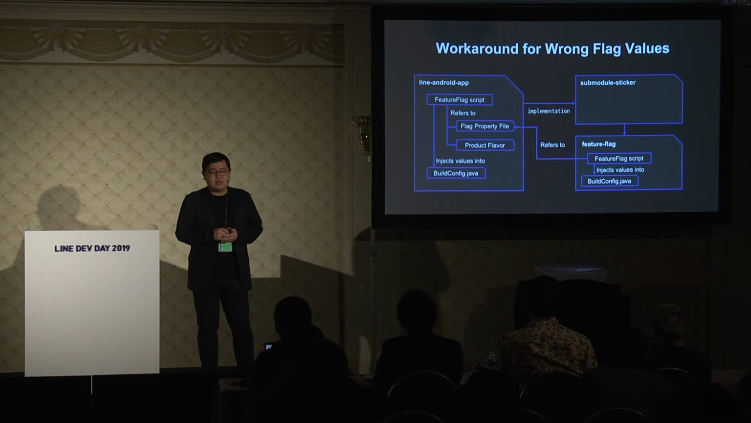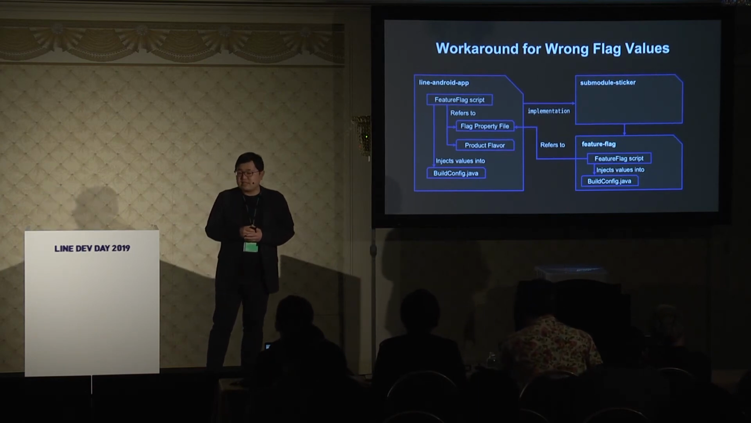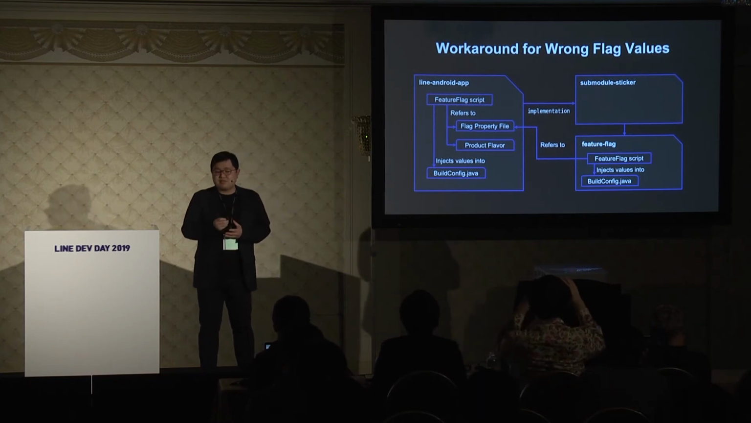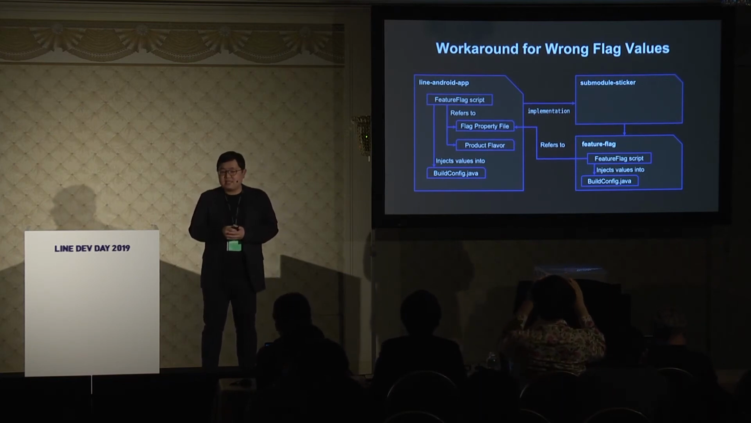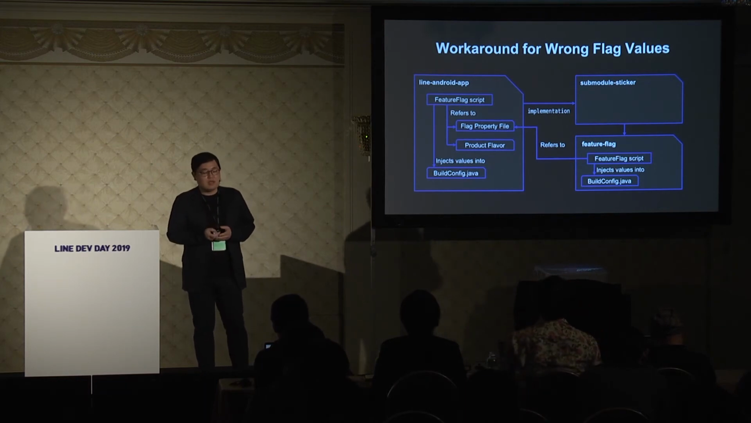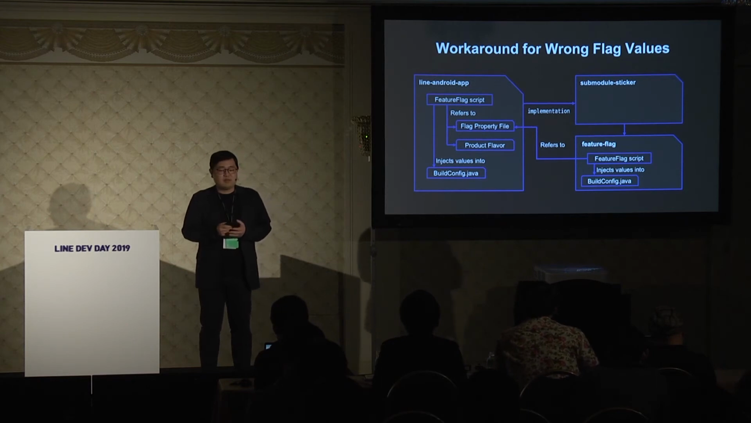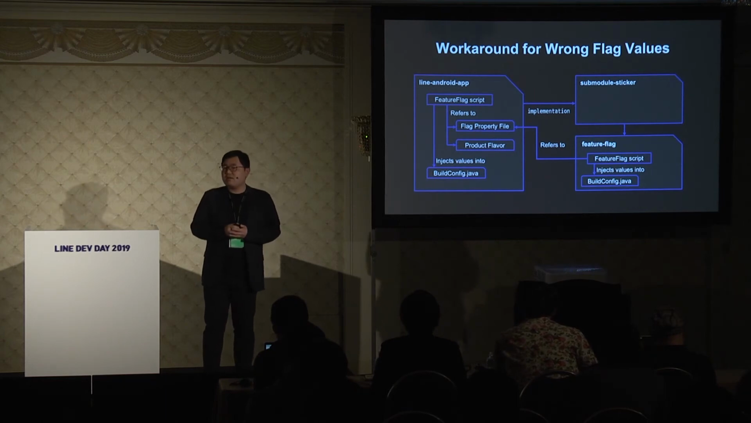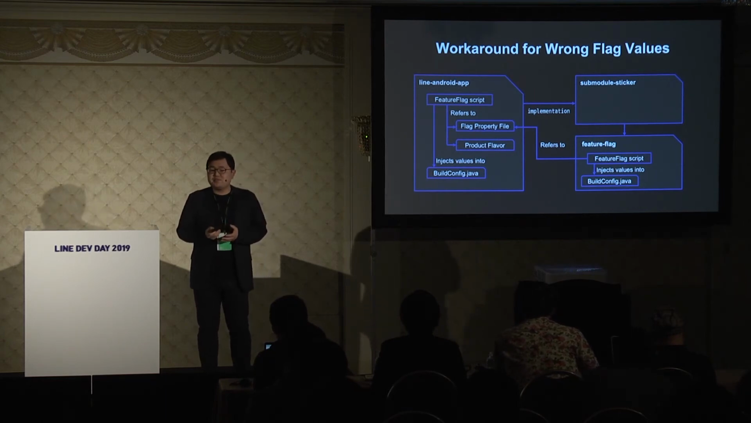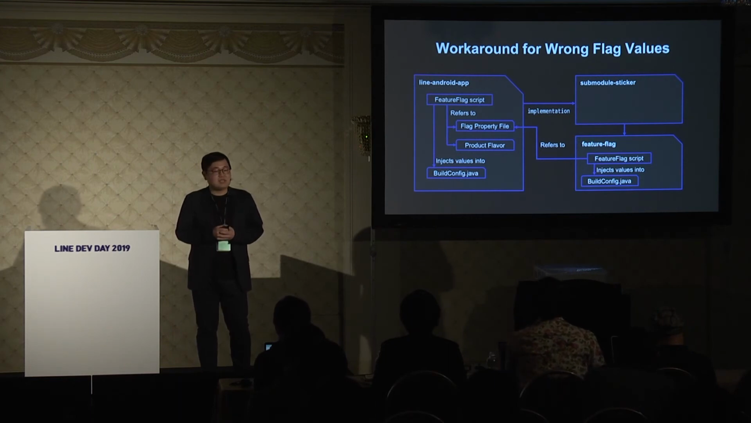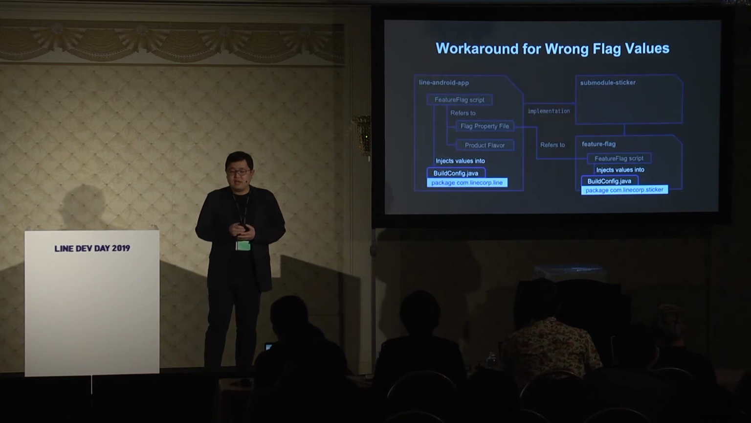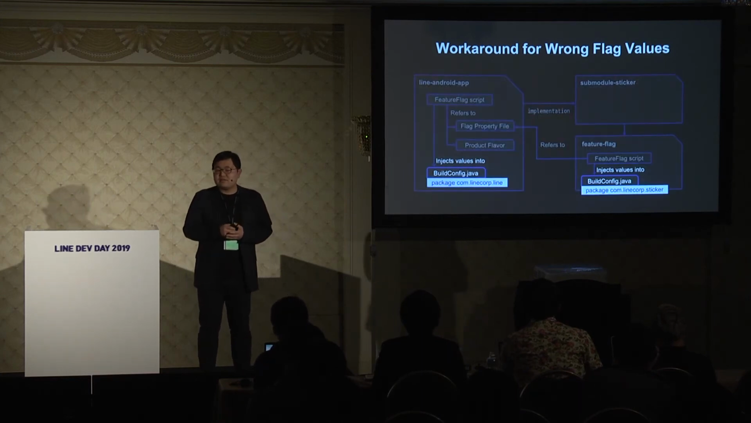So the feature flag value generation logic is actually carried out by making the feature flag module. So we made it so that no value is created on the submodule. So the submodule is now depending on the feature flag module. The feature flag module refers to the property file on the app module. Then the feature flag list is written.